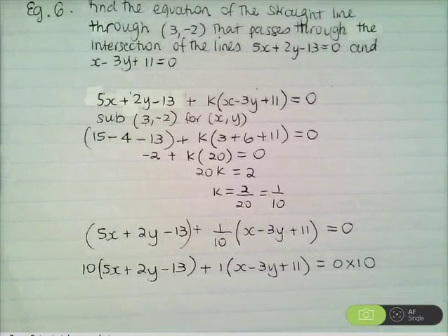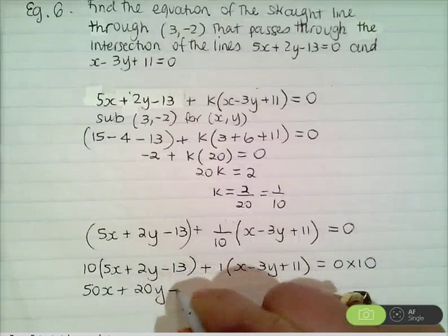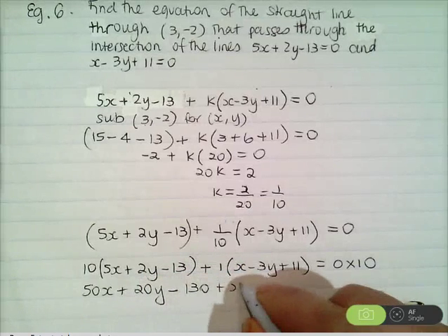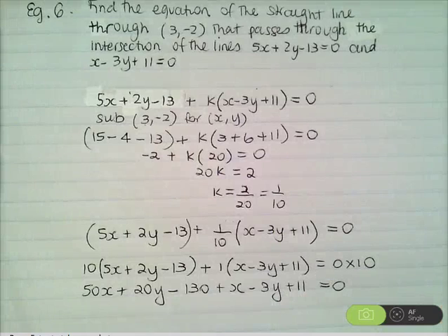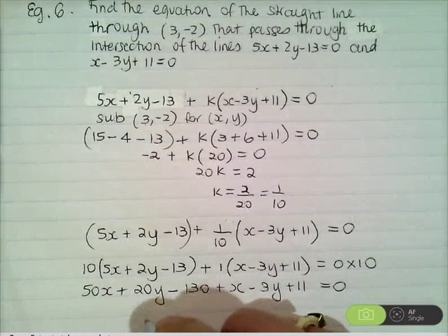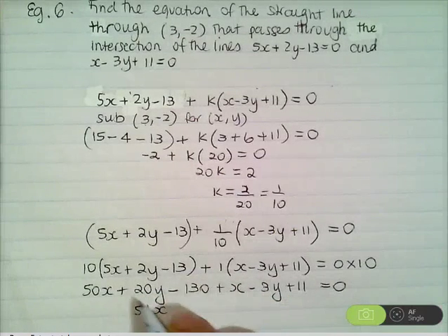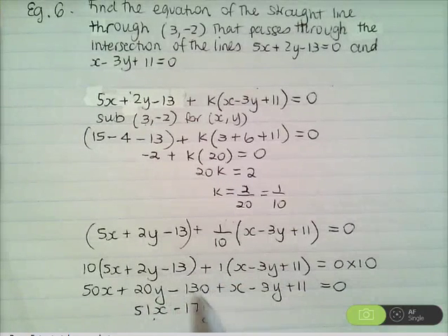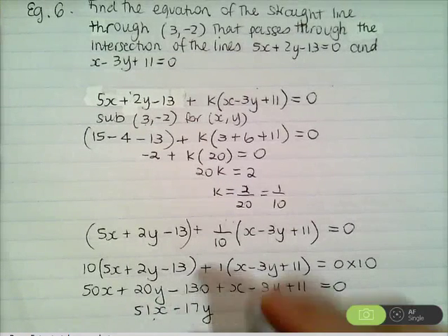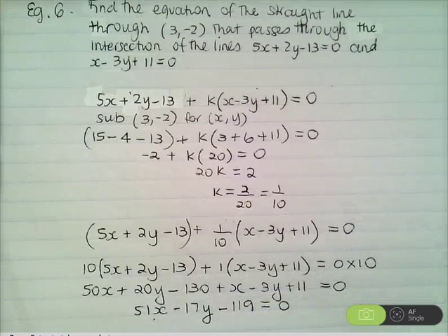Now just expanding that, we get 50x plus 20y minus 130 plus x minus 3y plus 11 equals 0. 50x plus x is 51x. Then 20y minus 3y is minus 17y. Then minus 130 plus 11 is minus 119, and that equals 0.